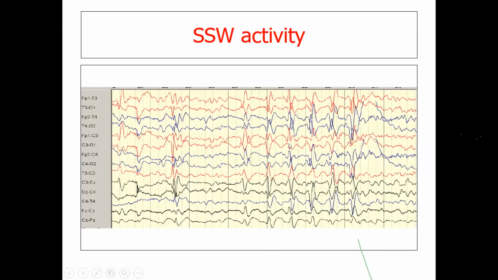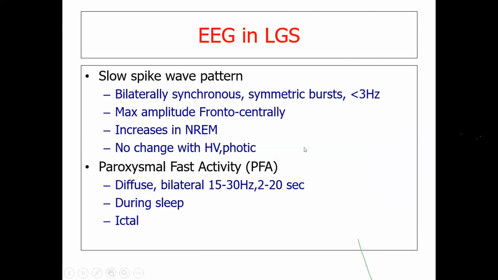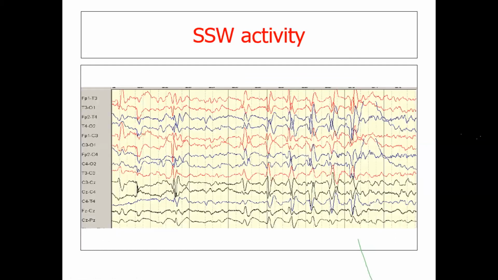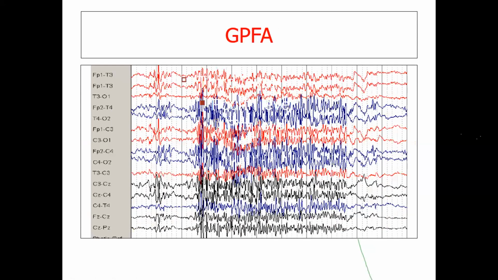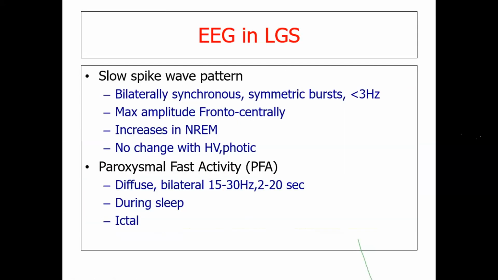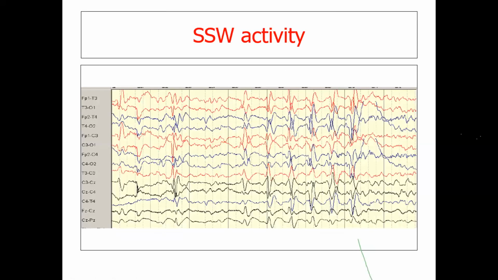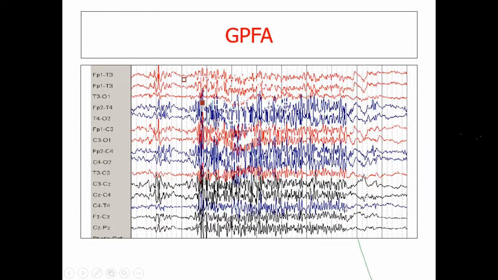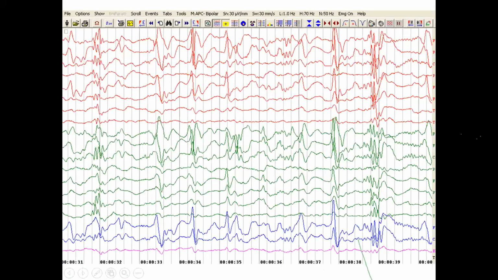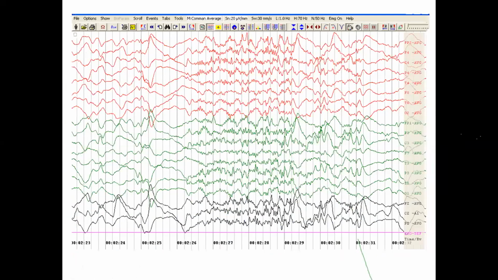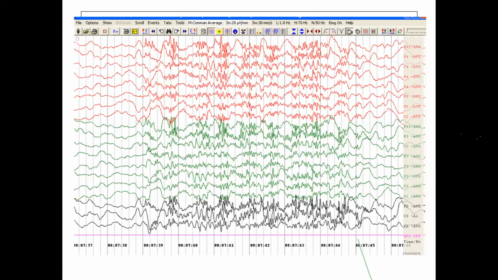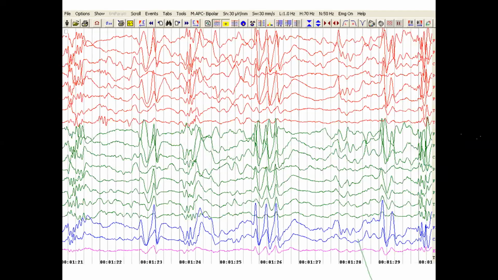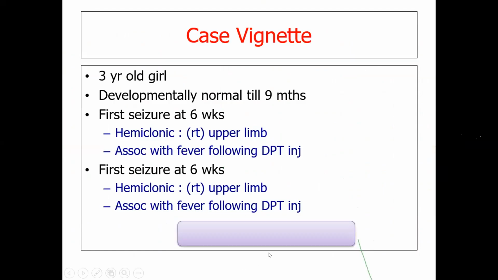These are the slow spike wave, less than 3 Hertz, generally frontocentrally involved, and these are the paroxysmal fast activities occurring at beta frequency. This is a focal PFA. The left side is paired, and this is a generalized PFA. This is an EEG from a patient treated in our center. These are the PFAs, and these are the slow spike wave activities, Lennox-Gastaut syndrome.